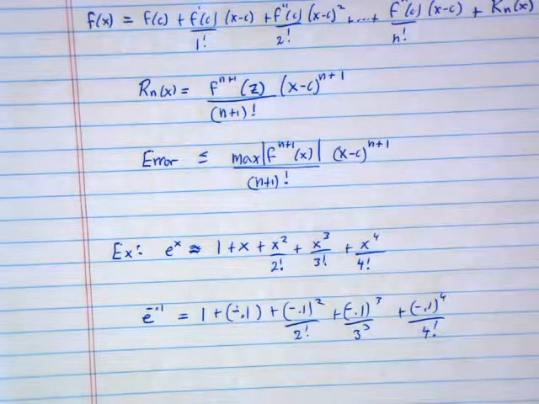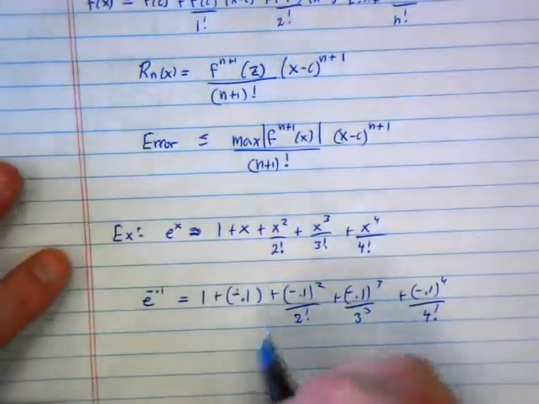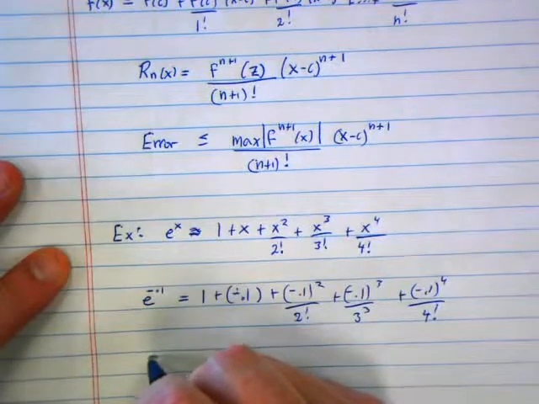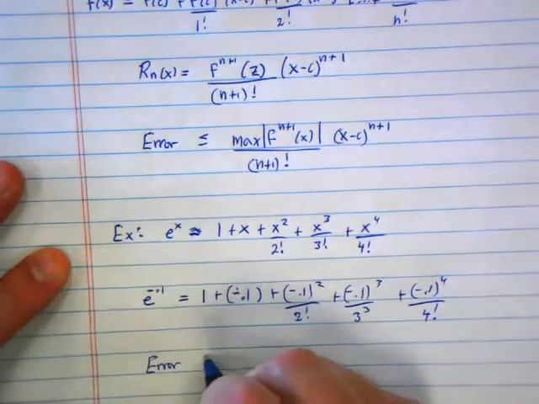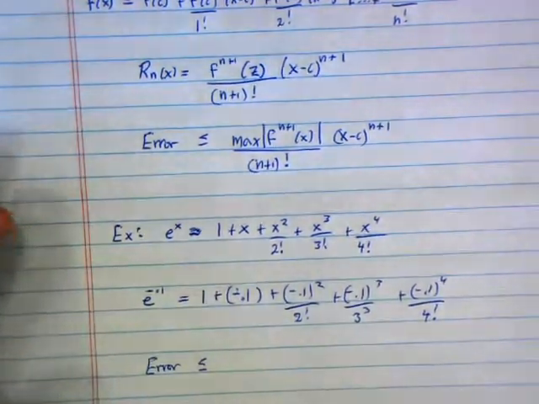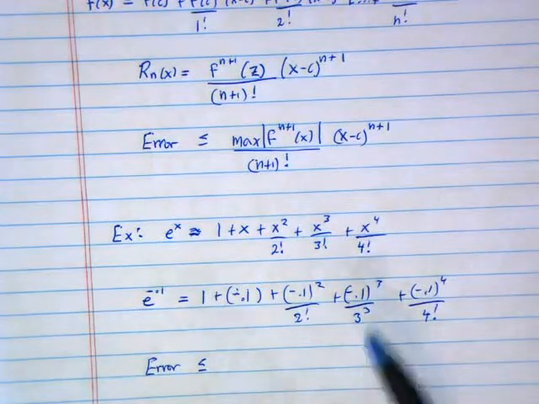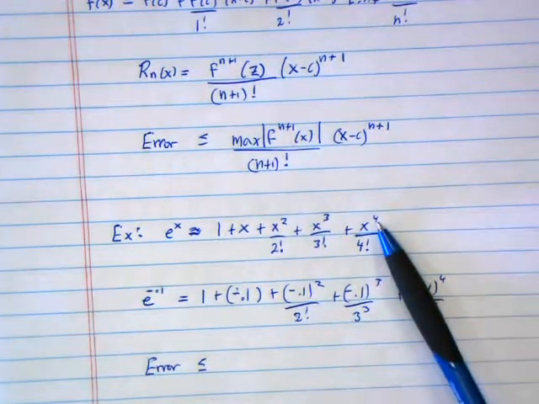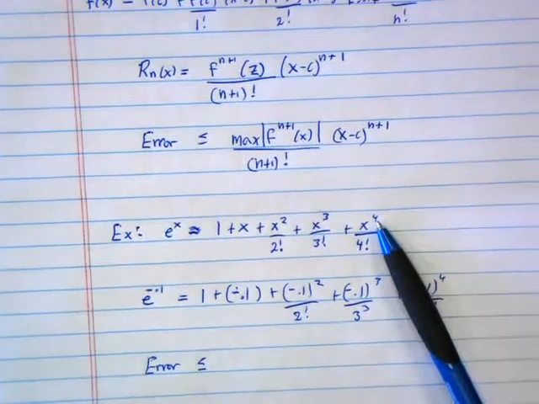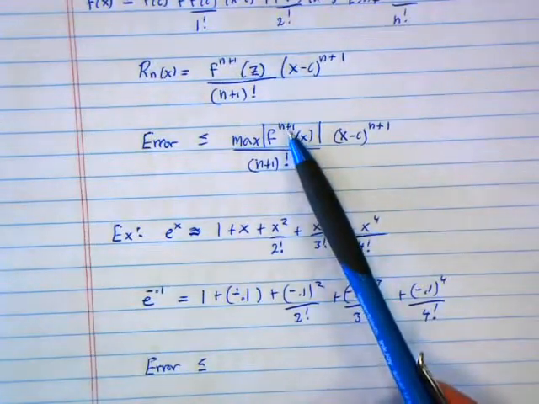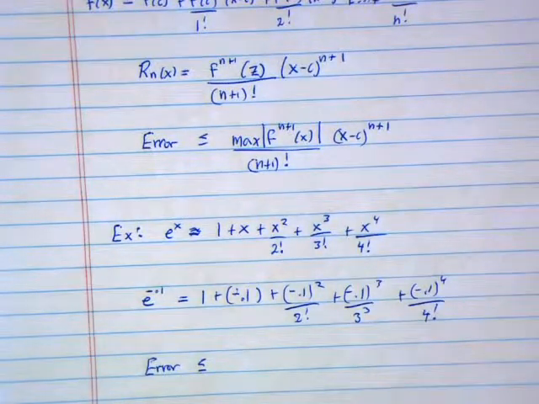And the answer would be the error is less than or equal to. Let's see, I found the fourth order Taylor polynomial, Maclaurin polynomial. So I need to find the fifth derivative. What's the fifth derivative of e to the x? E to the x, because the derivative of e to the x is always e to the x. That's why I picked e to the x. It's a nice easy one.